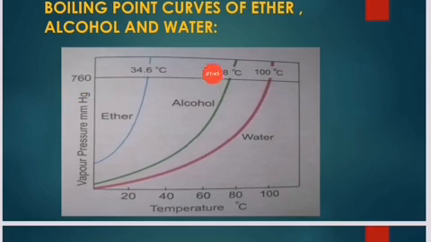So that top line is 760 mm of Hg, and now look at the curves. Ether will boil at 34.6 degrees Celsius, while the next curve is alcohol, which boils at 78 degrees Celsius, and the third curve is water, which boils at 100 degrees Celsius. So these three curves show the boiling points of these three liquids.